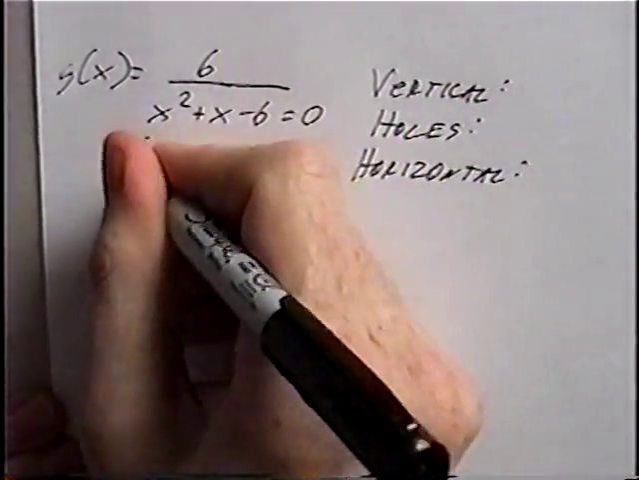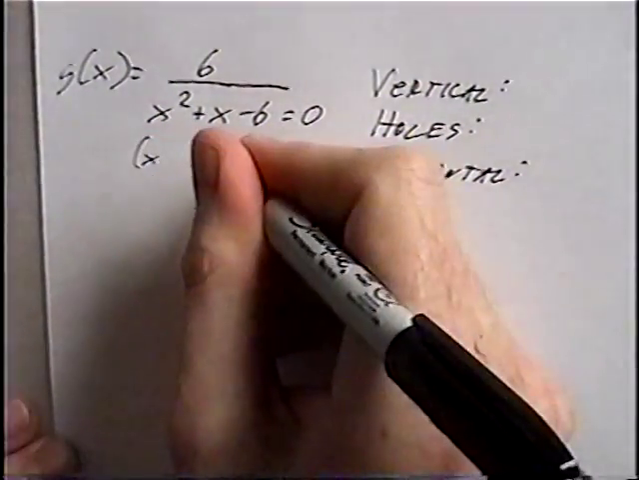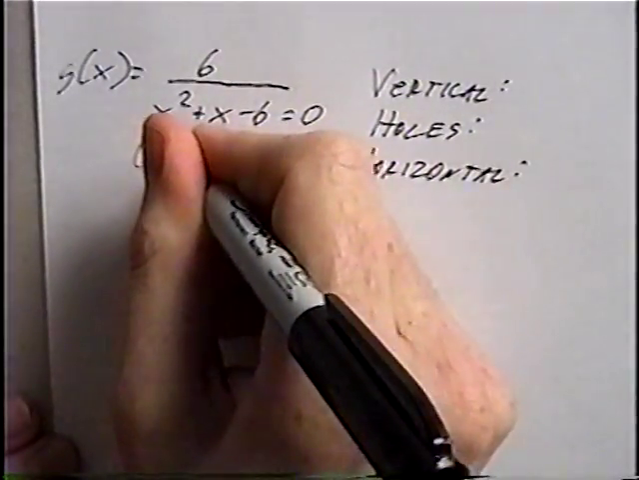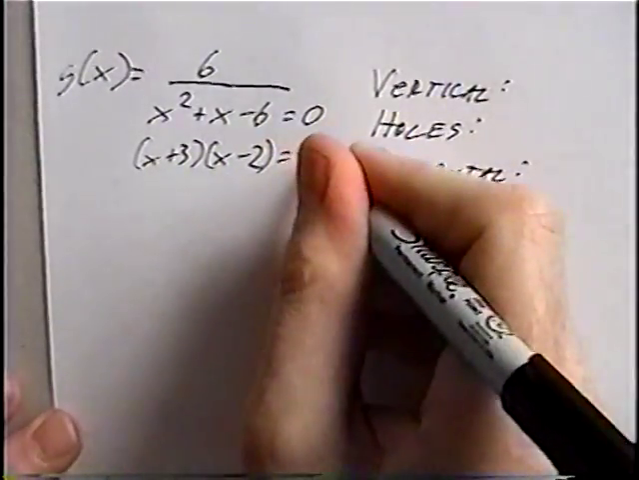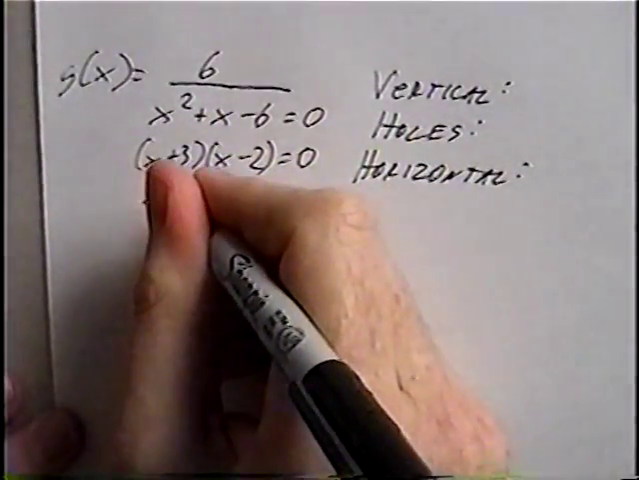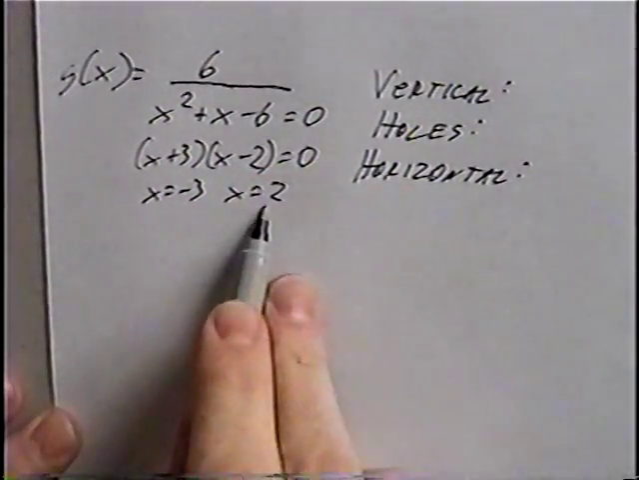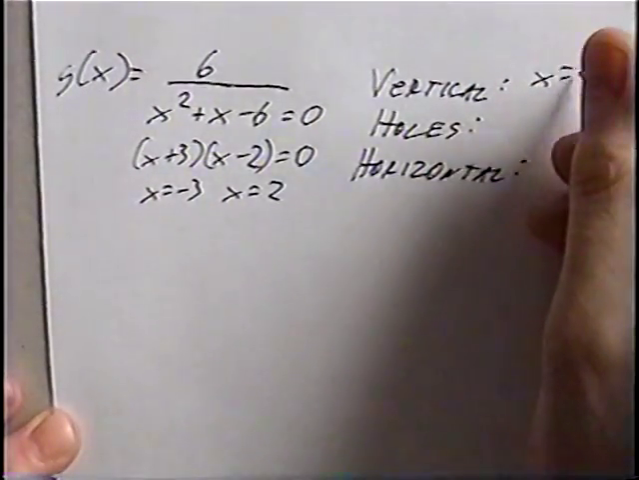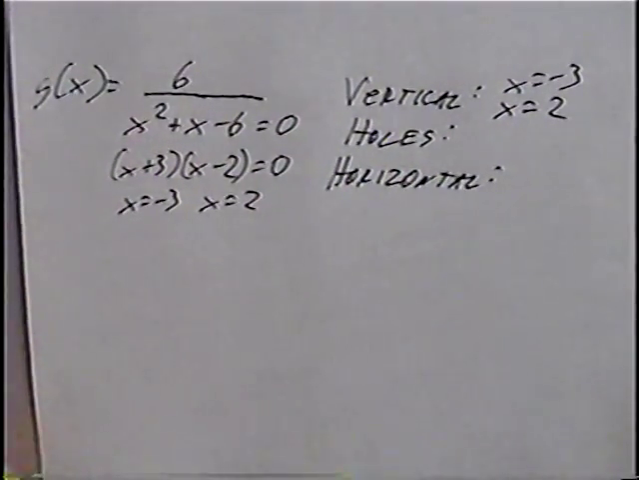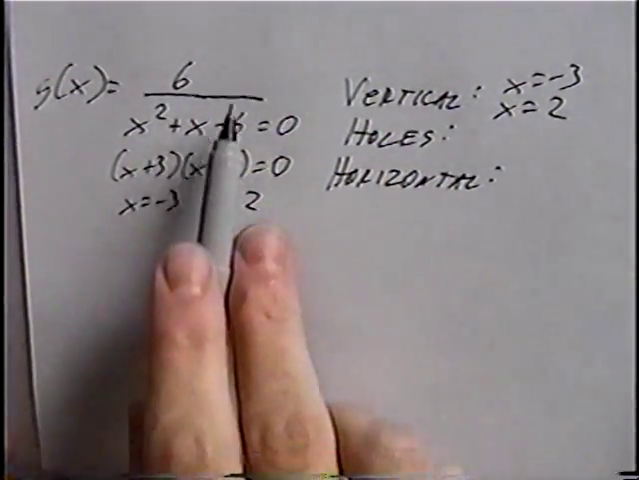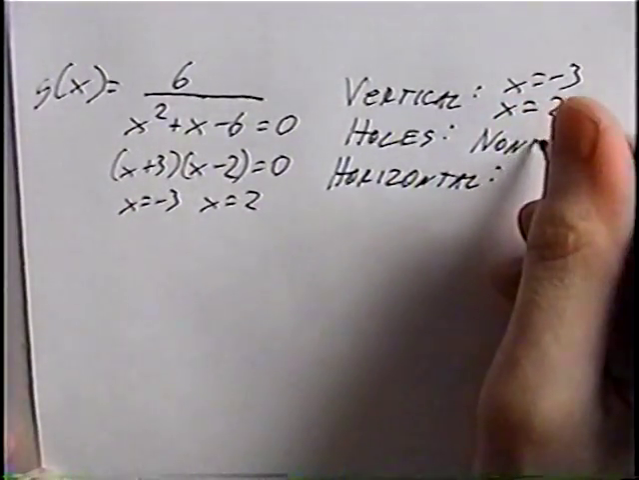This one we can factor. This equation factors to x plus 3 and x minus 2. If you set that equal to 0, you'll have x equals -3 and x equals +2. These will both be our vertical asymptotes. X equals -3 and x equals 2. The holes again, you have to have the same factor in the numerator and denominator, which we don't, so there are no holes.